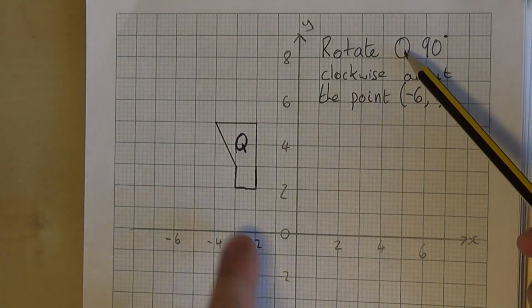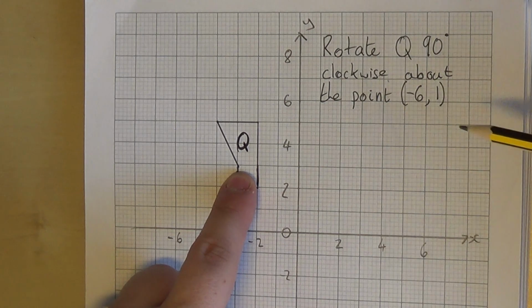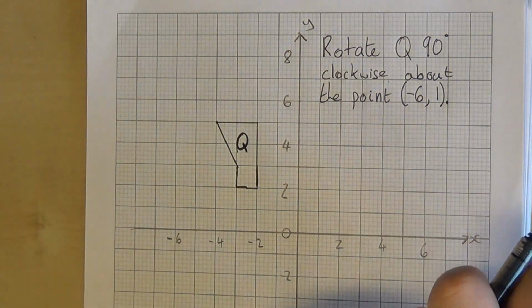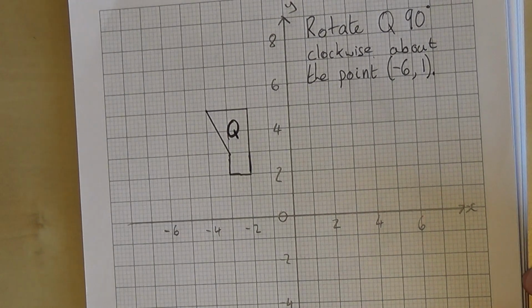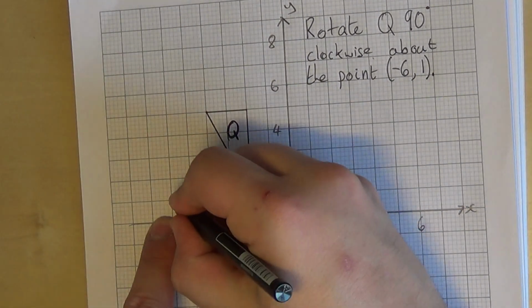If you don't know, go look at a proper clock, and the way the hands are going is clockwise. So, rotating Q, which is this shape here, 90 degrees clockwise, about the point (-6, 1). That point is called the centre of rotation. That's the point around which all the rotations are happening in this question. So getting your coordinates right, (-6, 1) is over here, and we're going to mark that with a nice clear cross.